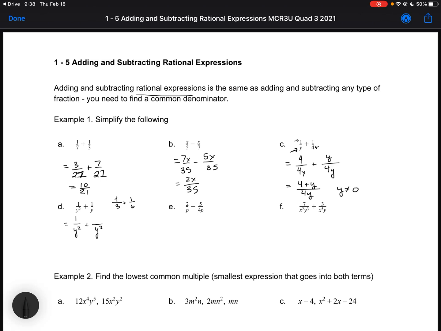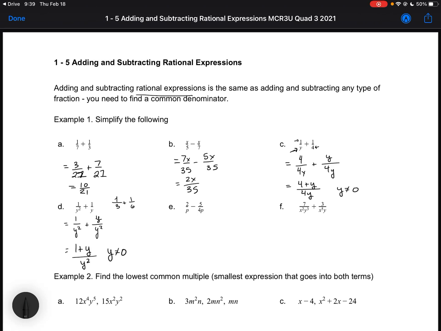So my first fraction, I haven't changed at all because the denominator is already y squared. The second fraction, I multiplied the bottom by y, so I have to multiply the top by y as well. So my numerator is 1 plus y, and my denominator is y squared, and my restriction is that y can't equal 0.